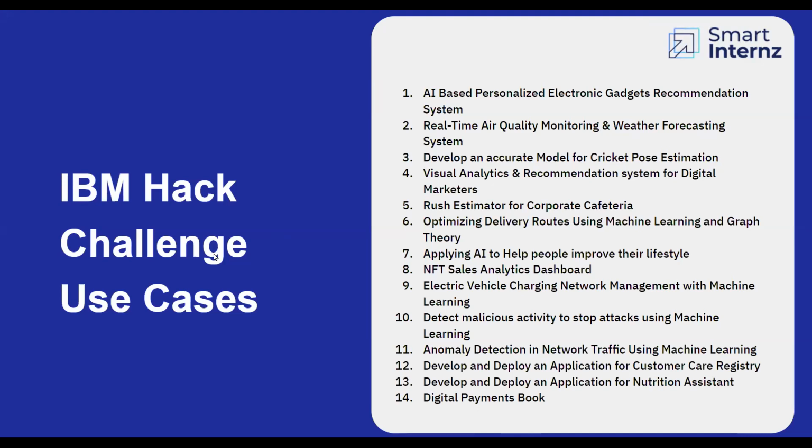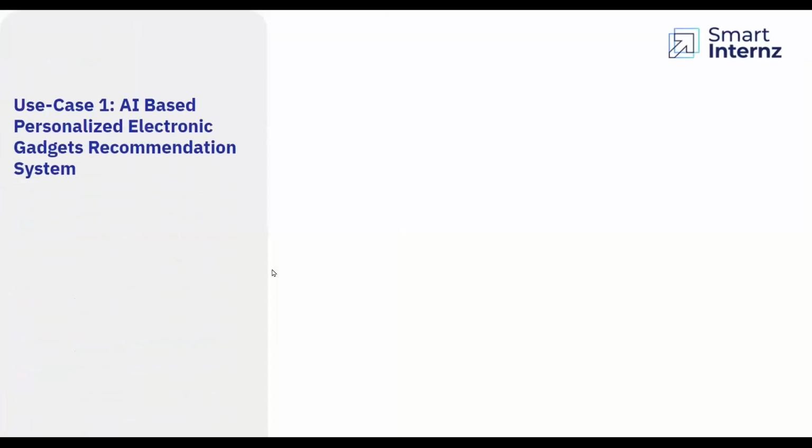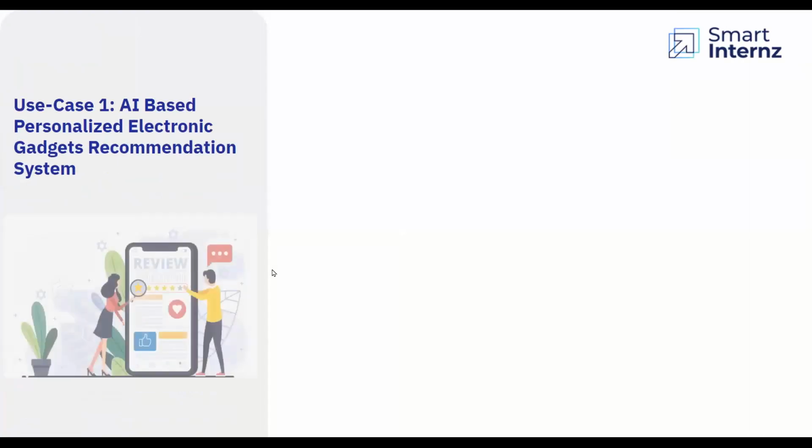So let's look into each one in depth. And today we're gonna see the first 7. Okay, let's get into the first one. The first one we have is AI based personalized electronic gadgets recommendation system.